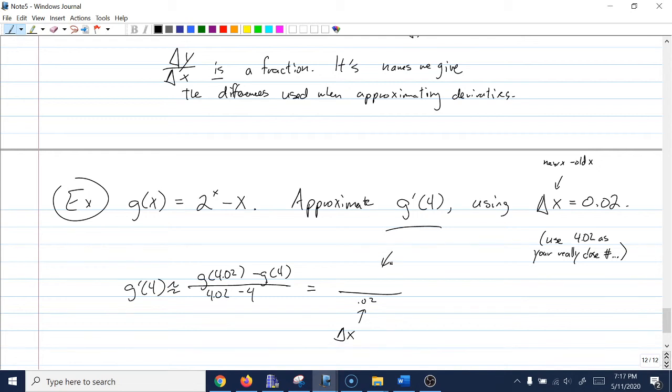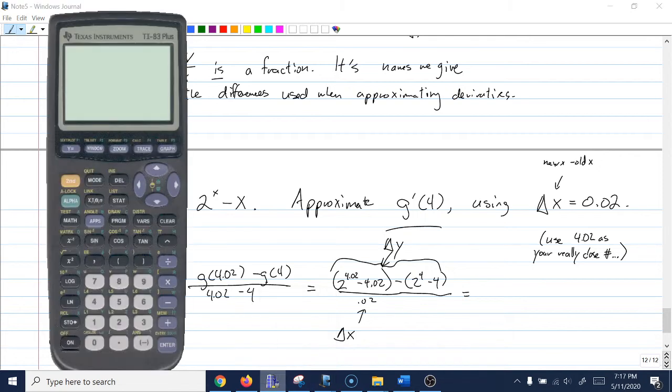This thing on top is plug in 4.02, plug in 4, subtract. So that's 2 to the 4.02 minus 4.02. That's g of 4.02 minus g of 4, which is 2 to the 4 minus 4. That whole mess on top is going to be what we would call delta y. What do I get when I evaluate those? I need a calculator for that.